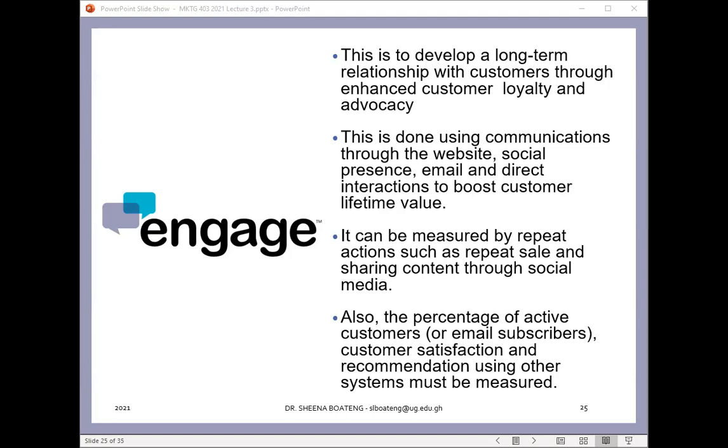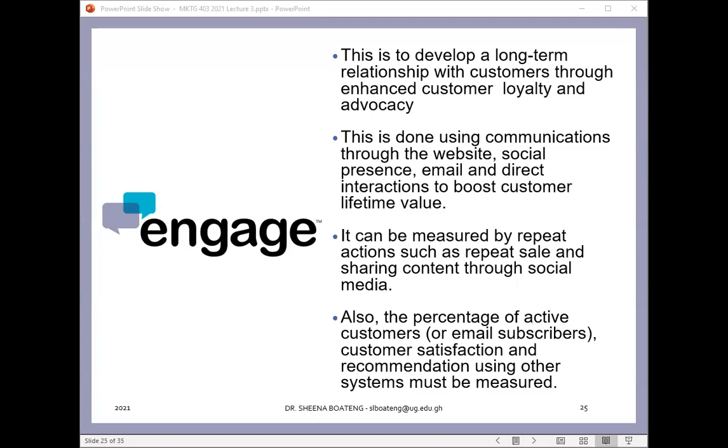Frida says feedback. Yes, feedback is another form of engagement, because you want to find out from the customer what they have experienced and how you can enhance that experience for the better, right? So ways of engagement can be measured by repeat actions such as repeat sale, right? Sharing content through social media. That way, you know that the customer is indeed engaging with the brand beyond the initial purchase.